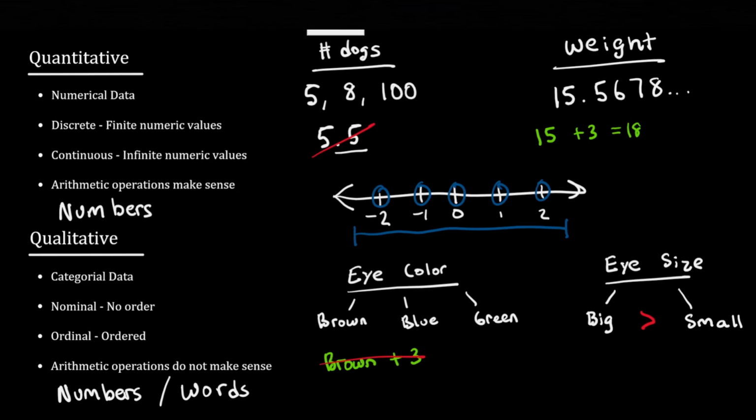Now to summarize, qualitative variables can either be nominal, where there is no order in the categories, or ordinal, where the categories are ordered. Here are a couple questions for practice. Take a moment to determine whether a variable is quantitative or qualitative. If it is quantitative, determine if it's discrete or continuous. And if it's qualitative, determine if it's nominal or ordinal.